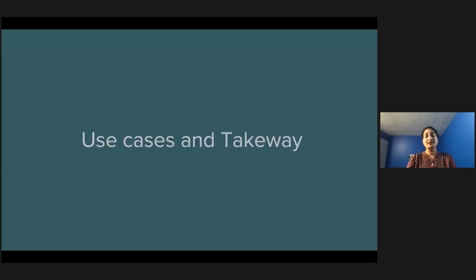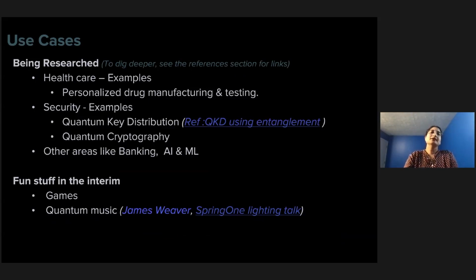And then use cases. These are a couple of areas that are being researched, but my most favorite use case is healthcare. There is personalized drug manufacturing. The reason is this. The drug manufacturing itself is chemical reactions, and then where they are administered on the human body, it interacts differently with each human body. And so the chemical reaction itself is inherently quantum. And when it is interacting with the body, again, it's quantum.